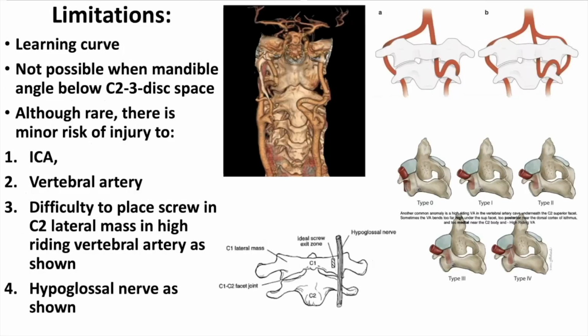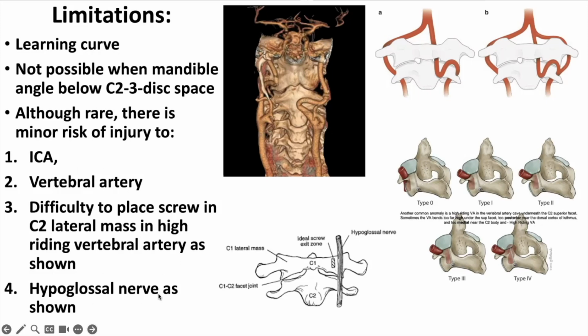One should be very careful in certain situations. There is a learning curve. This is not possible when the mandible angle is below the C2 C3 disc space. Although rare, there are chances of injury to the ICA and vertebral artery, and there is difficulty in placement of the screw at the C2 lateral mass when there is a high riding vertebral artery.